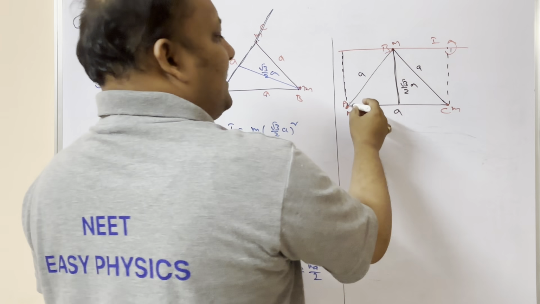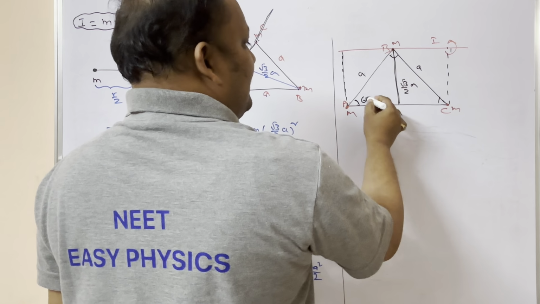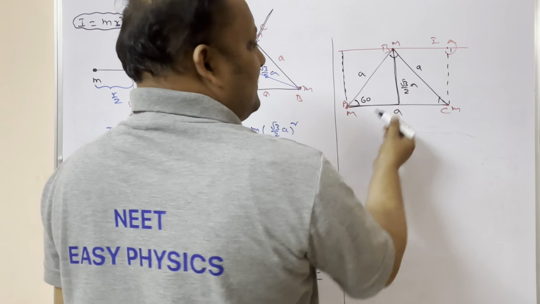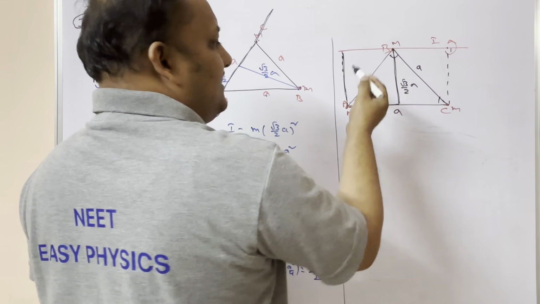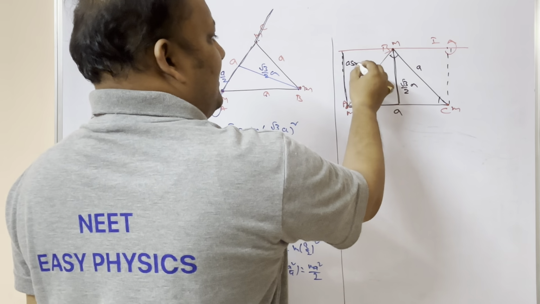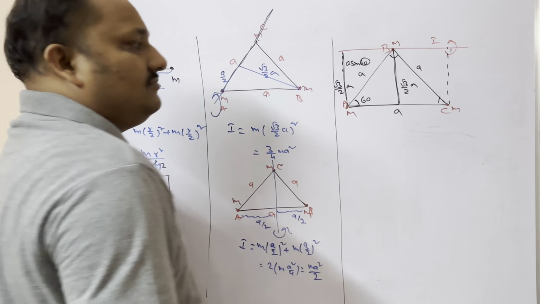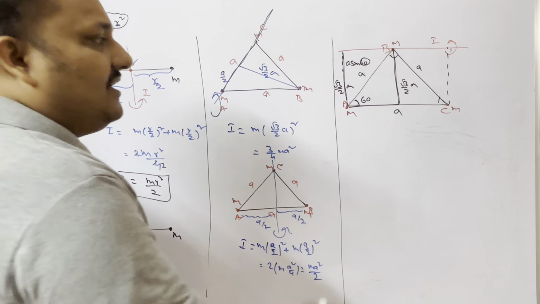In so many ways we can calculate. This is a. This is an equilateral triangle, which means 60 degrees. If you resolve, this is a cos 60, this is a sin 60. Sin 60 value is root 3 by 2, so root 3 by 2 a. Correct? So in so many ways you can calculate.